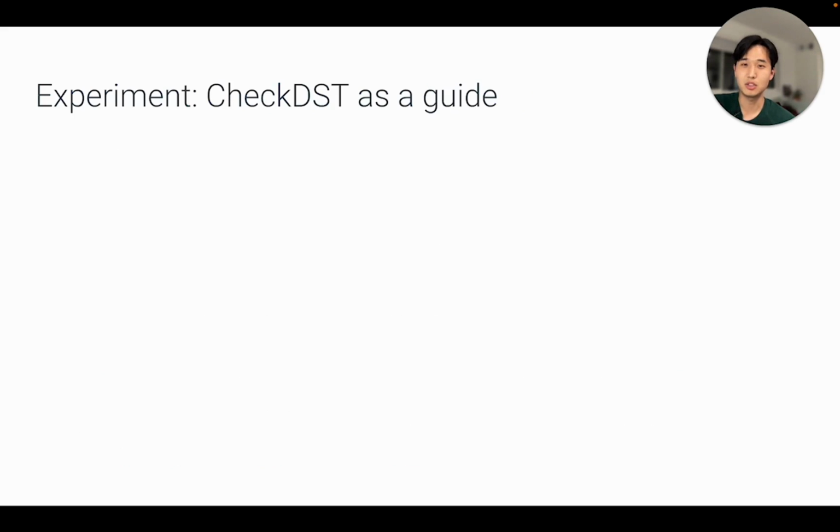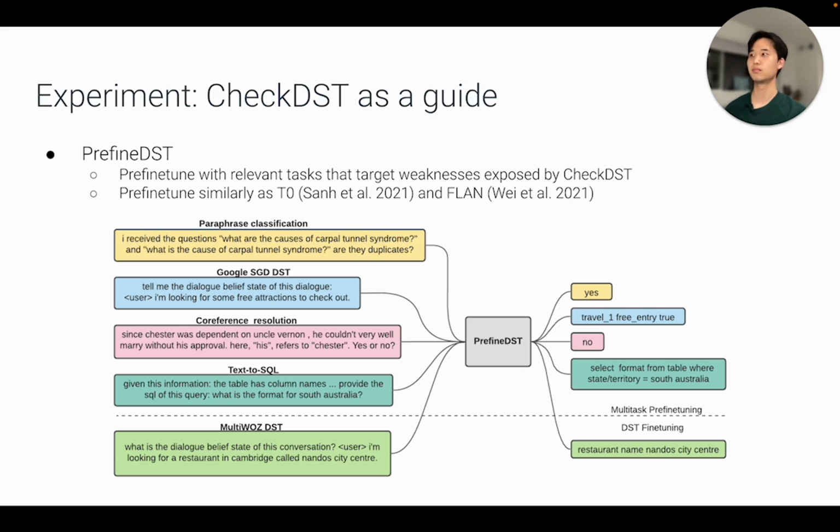Lastly, we show how CheckDST can guide the development of a holistically improved DST model. We propose a simple but intuitive approach called Prefined DST to improve on generation models' performance. We pre-fine-tune with relevant tasks that target weaknesses exposed by CheckDST, motivated by the strong generalizability of T0 and FLAN. The main difference is that we take a more selective approach for the tasks that we pre-fine-tune with, and we also add a DST fine-tuning task.